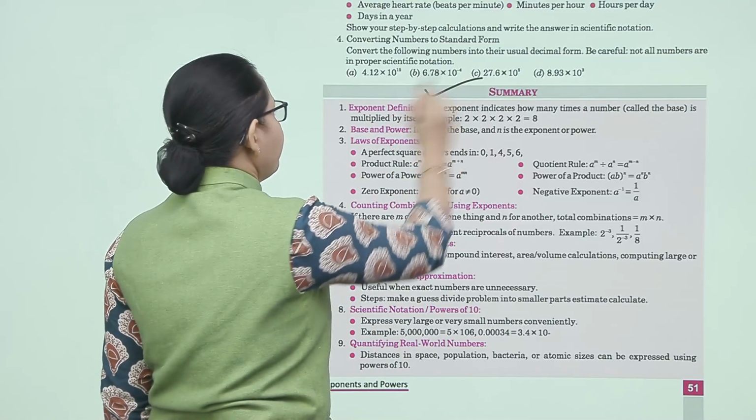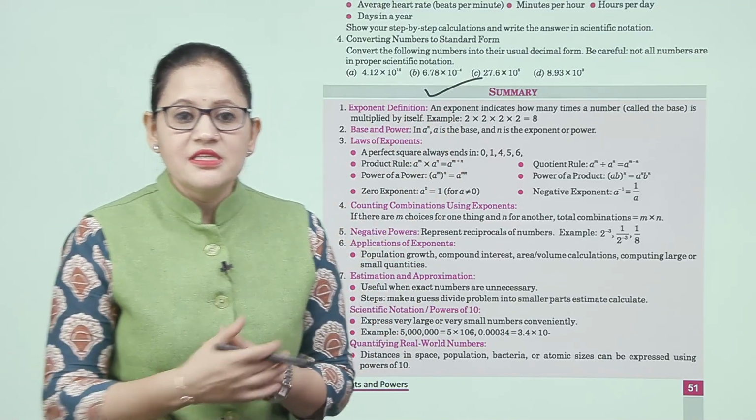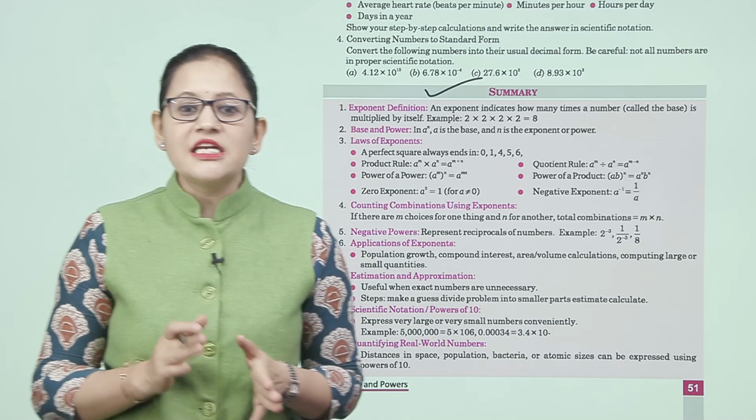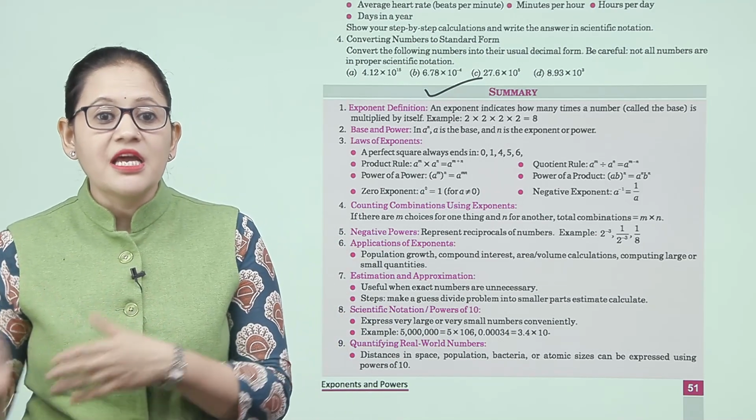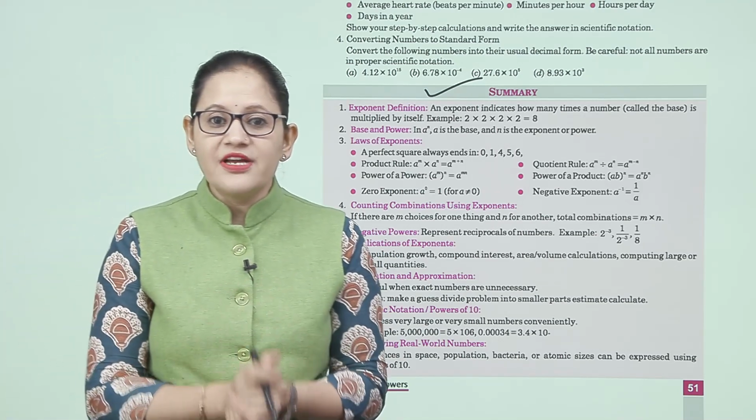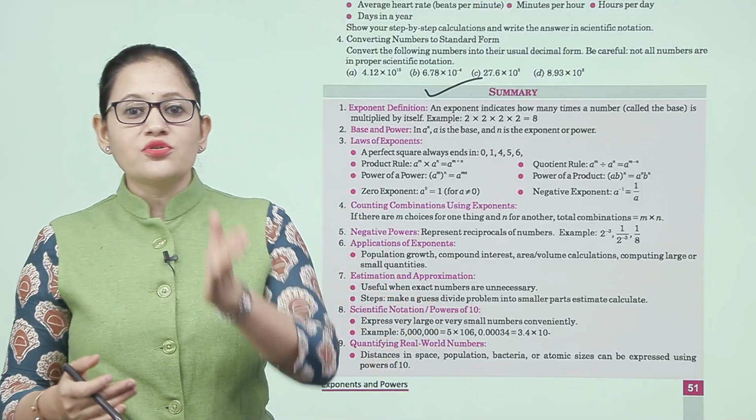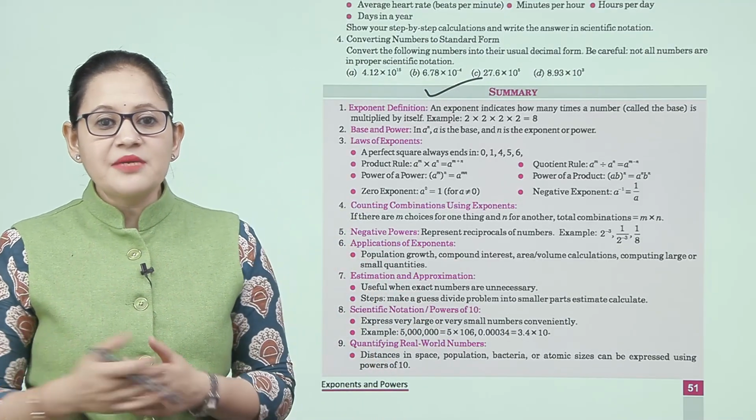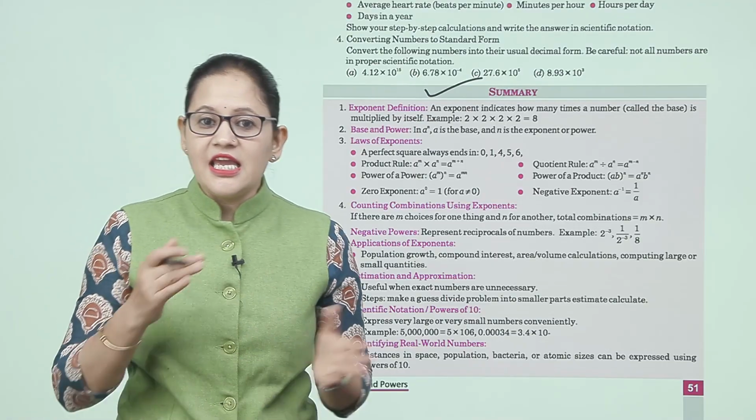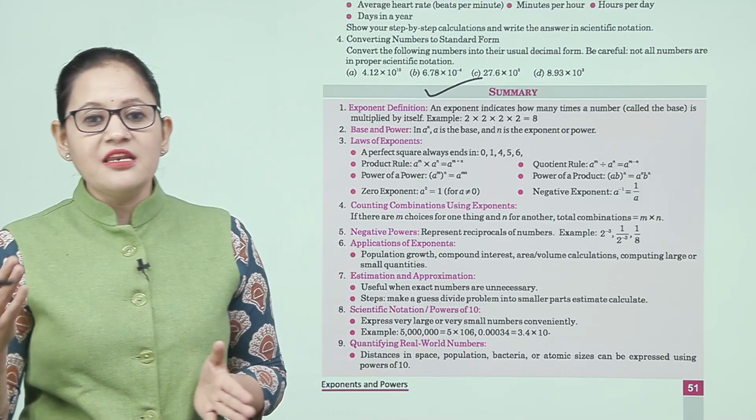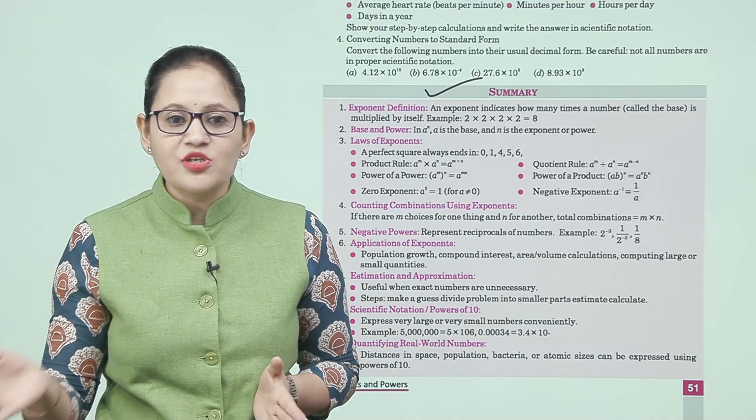Next is summary. Exponent definition. An exponent indicates how many times a number is multiplied by itself. Example, 2 into 2 into 2, that is 8. Base and power in a to the power n: a is the base and n is the exponent or power.